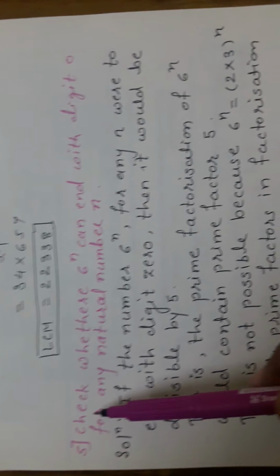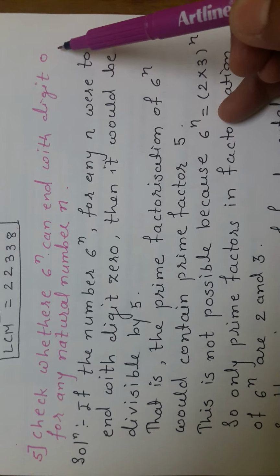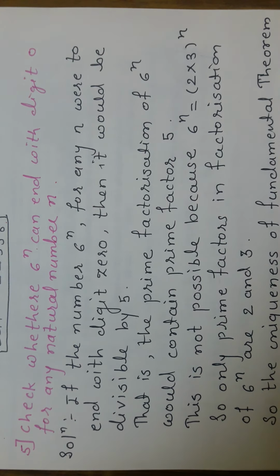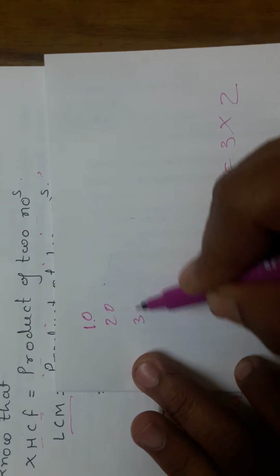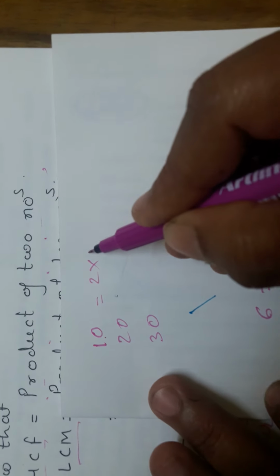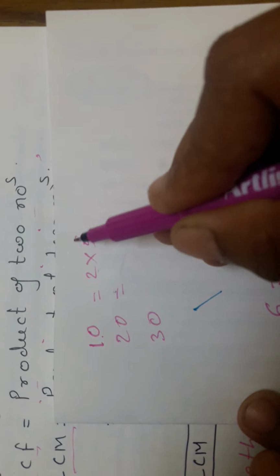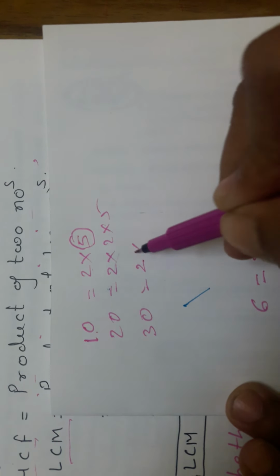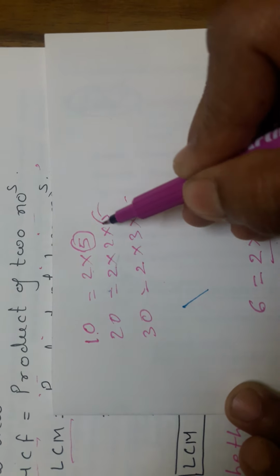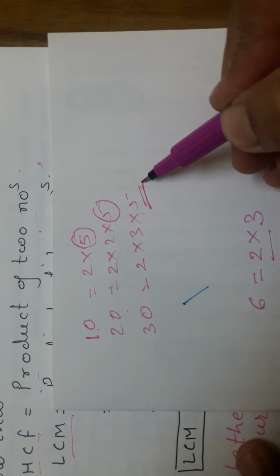22,338. Fifth problem: check whether 6 raised to the power n can end with the digit 0 for any natural number n. We know very well any number that ends with 0, that is 10, 20, 30, has factors like 2 into 5, meaning 5 is one of the factors. 2 into 2 into 5, again 2 into 3 into 5. Whenever a number ends with 0, 5 is one of the factors.